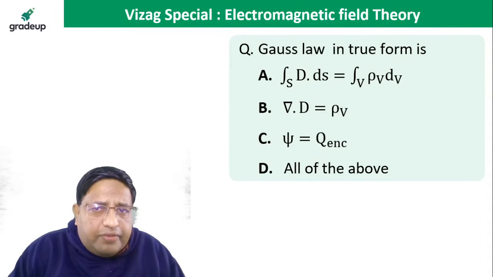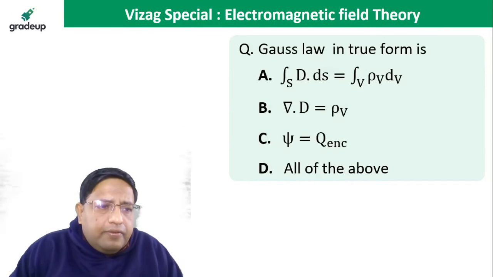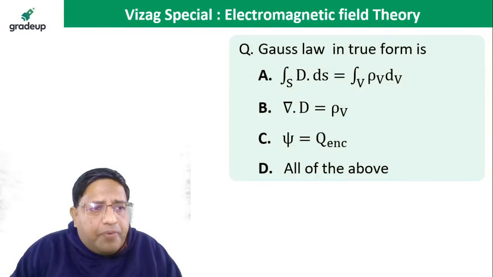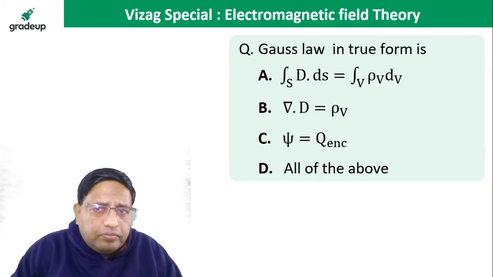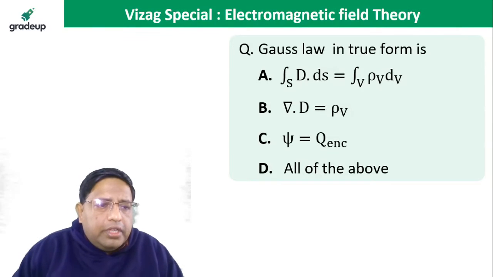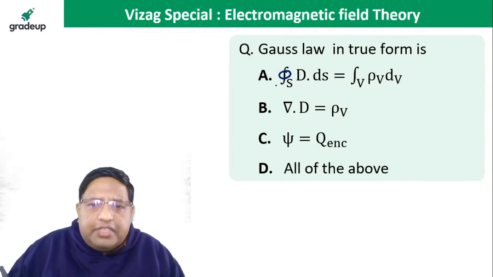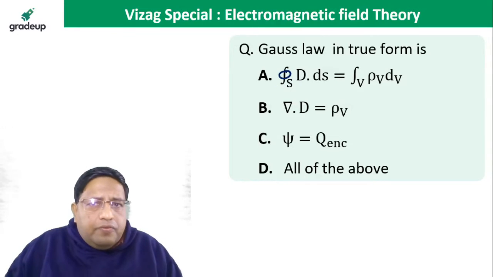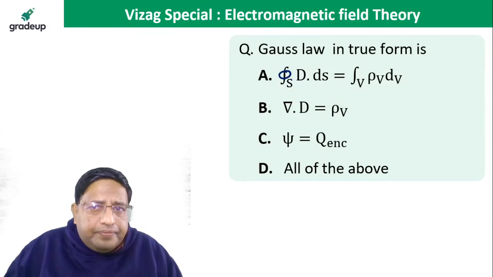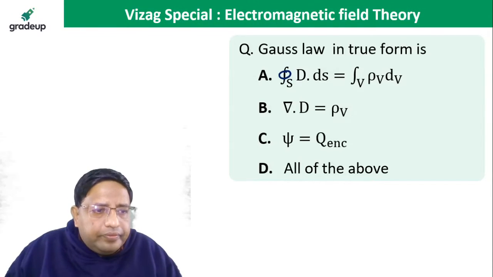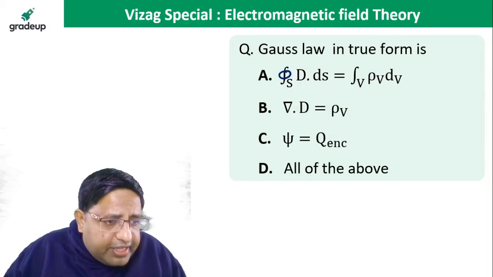What is the representation of the Gauss law? Gauss law can be represented by many ways. One is the integral form, one is the differential form, and many more. What is the representation of the Gauss law? It is the closed surface integral. Just a correction. What does the Gauss law represent? Very good. PR is giving the answer.